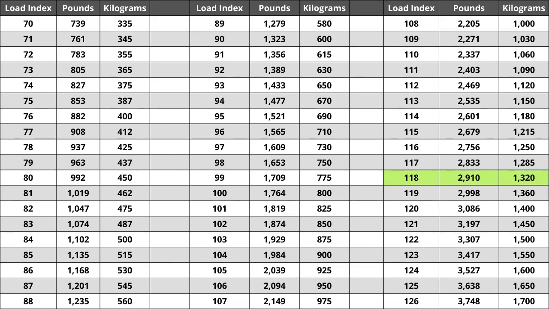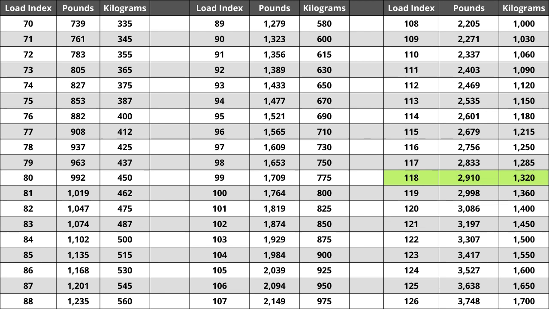So for the tire we are looking at today, the load index of 118 represents a weight capacity of 2910 pounds. For my metric system using friends, that would be a capacity of 1320 kilograms. Located next to the load index we just talked about, there is a letter. The letter Q is the speed rating for this tire. This is the maximum speed sustainable for the tire.